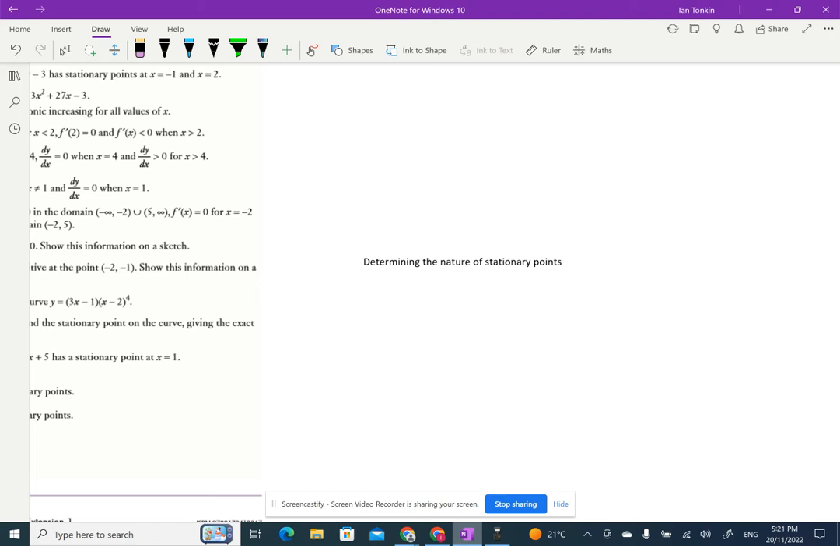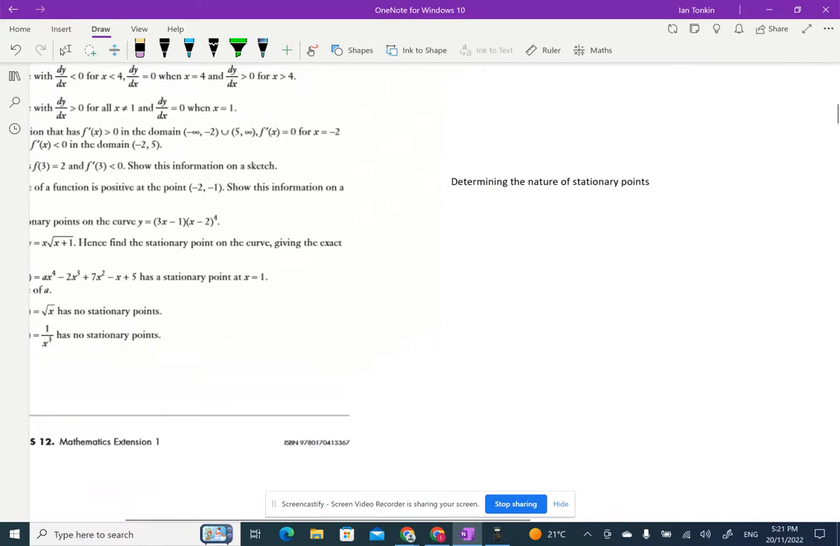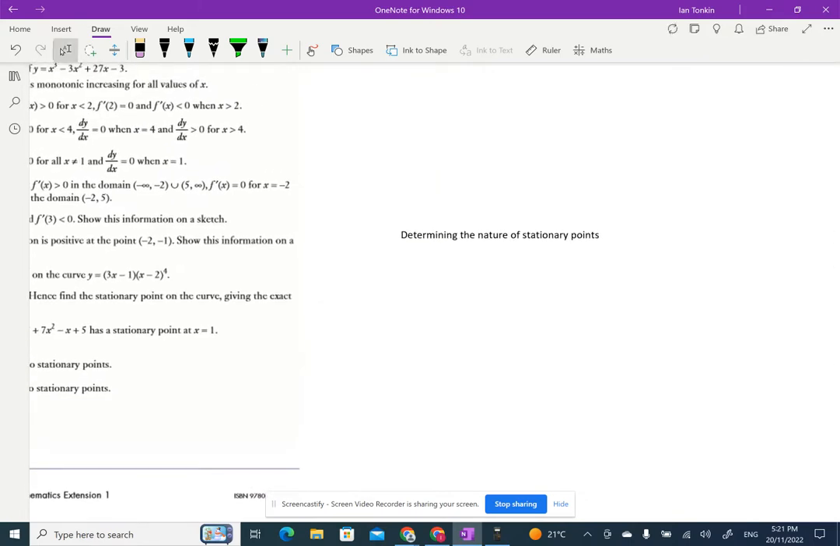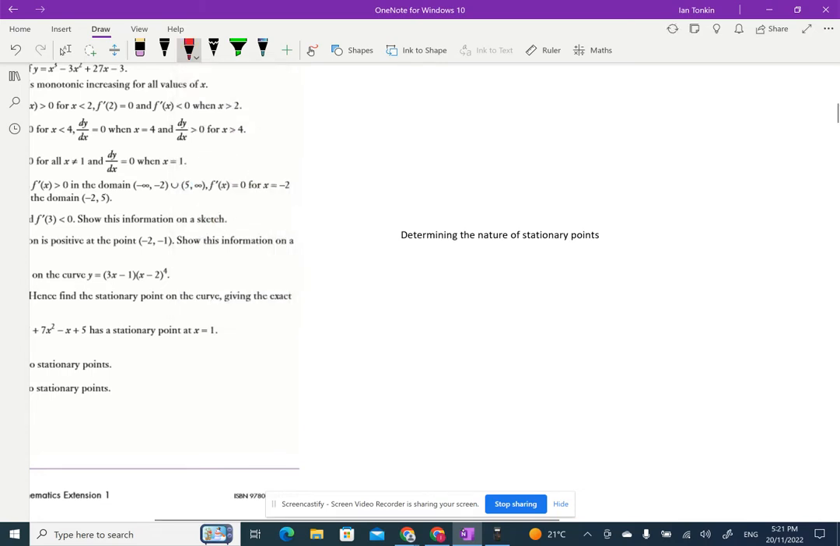All right, Year 12, I'm going to go over exercise 602, stationary points, in this chapter on applications of calculus to curve sketching. And in this video, I'm going to look at the nature of stationary points, and in particular, determining the nature of a stationary point.